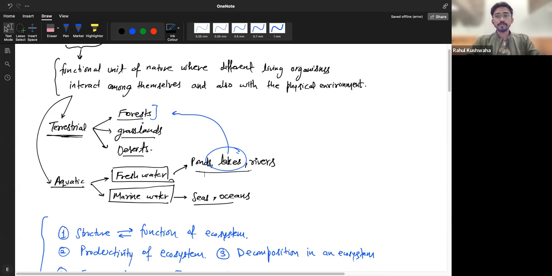So if you are studying the whole forest, including the lake, you can say it's a forest ecosystem. But if you are specifically studying the lake within that forest, you can say that there is an aquatic lake ecosystem within the forest. So do you understand the boundary conditions? They are quite dynamic. It depends on what you want to study as an ecosystem. But whatever you choose, it should fit within the definition of being a functional unit of nature where different living organisms interact among themselves and also with the physical environment. So that has to be there. The size and the boundary conditions can vary. Is that clear? Yes, sir. Continue.